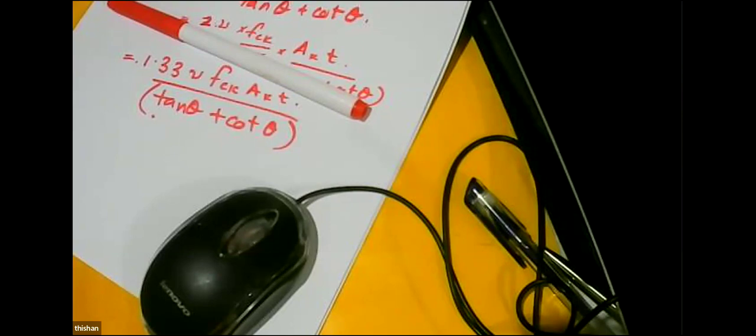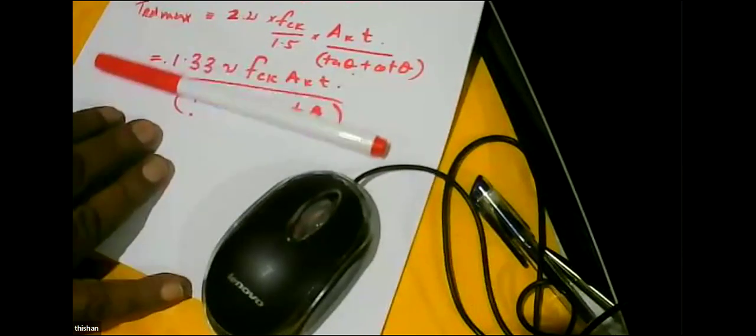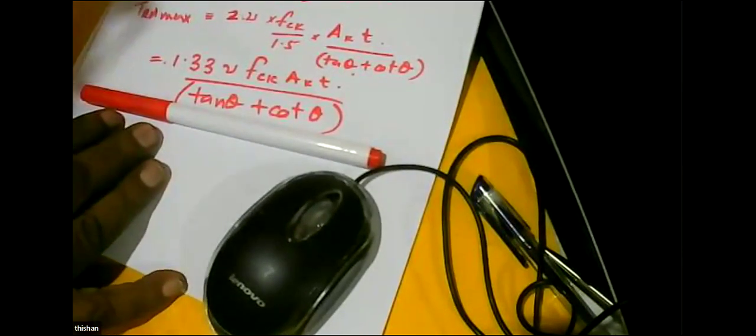And last question, how to provide for torsion in a cantilever beam? Torsion in a cantilever is not a problem at all because you know that it's a statically determinate system when it is a cantilever. So you straight away know the torsion. So when you know the torsion, design the reinforcement in the normal way.